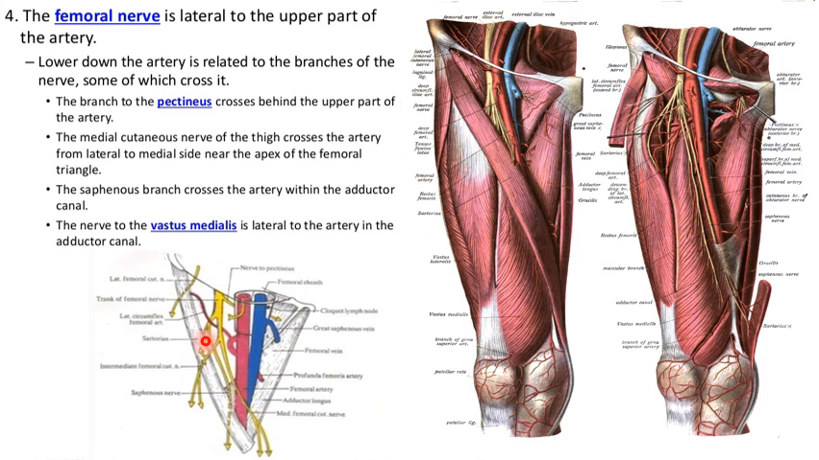Number 3, the third nerve is the saphenous nerve. In the femoral triangle, it is lateral, and in the adductor canal here, it crosses the femoral artery from lateral to medial side. Number 4 is the nerve to vastus medialis. This is the vastus medialis muscle. The nerve to vastus medialis is lateral to the femoral artery in the femoral triangle as well as in the adductor canal.